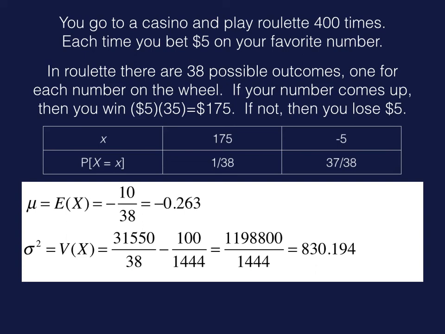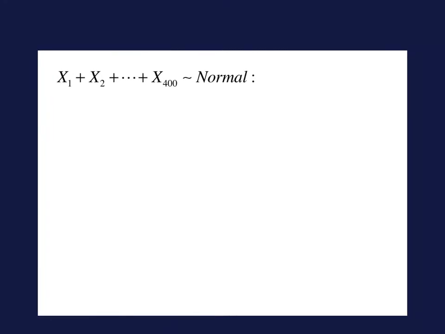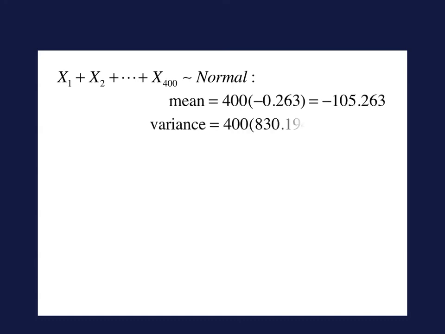So the mean is negative 0.263 with a variance of 830. So the sum of all 400 bets is going to be normal because n is quite large, with a mean of negative 105 and a variance of 33,000. Nope, that's 332,000. So you're going to expect to lose $105 by playing this game 400 times.